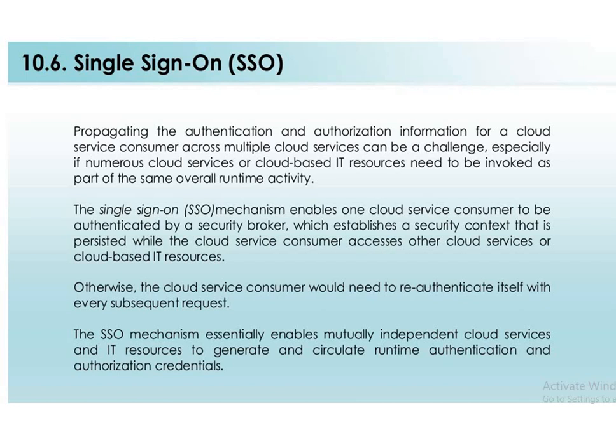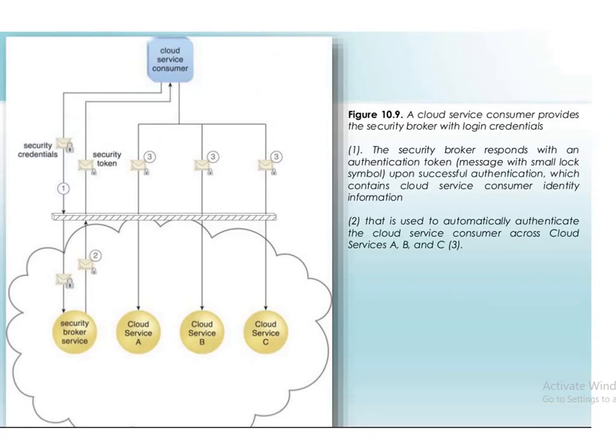The SSO mechanism essentially enables mutually independent cloud services and IT resources to generate and circulate runtime authentication and authorization credentials. Here you can see there is cloud service A, cloud service B, and cloud service C. You are going to use multiple cloud services, and there is the security broker service we just talked about, which will take care of your security credentials, give you a security token, and authenticate you. This is a one-time authentication, and subsequent accesses to all cloud services can be done seamlessly.